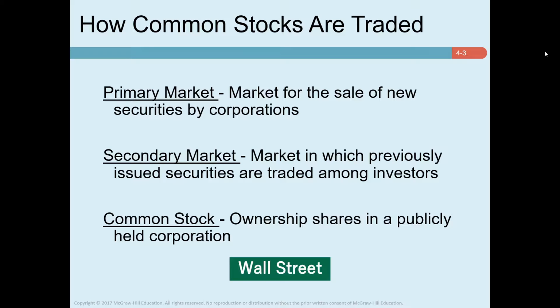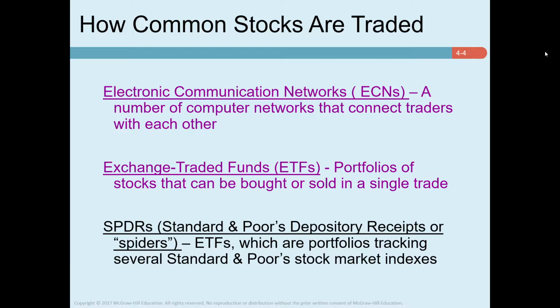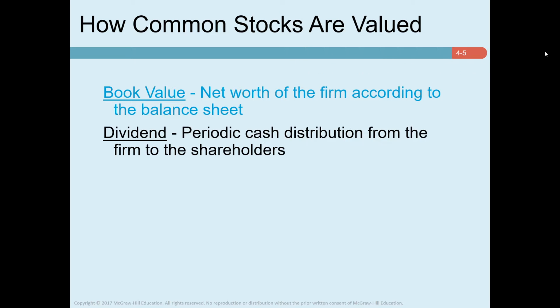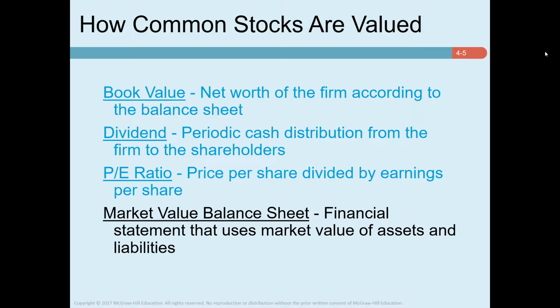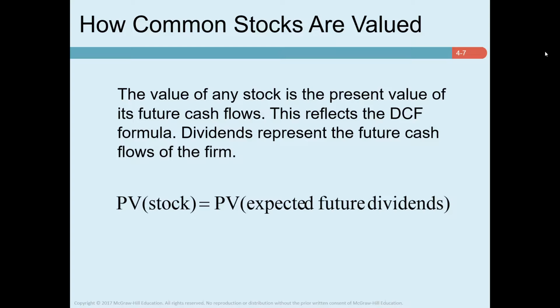So we have stocks that are traded in the market, also the secondary market. There are different ways to trade stocks. There are also ETFs that are basically index funds, and there are market metrics like the PE ratio, and accounting metrics like book value that we're going to essentially look at as well. And this is showing us, when you look at a stock, what's the close, what's the beta, and what are the earnings per share.